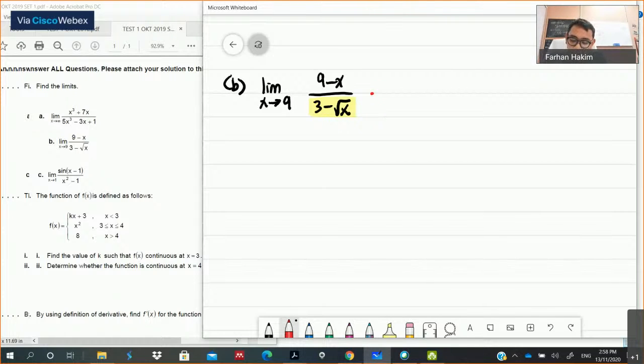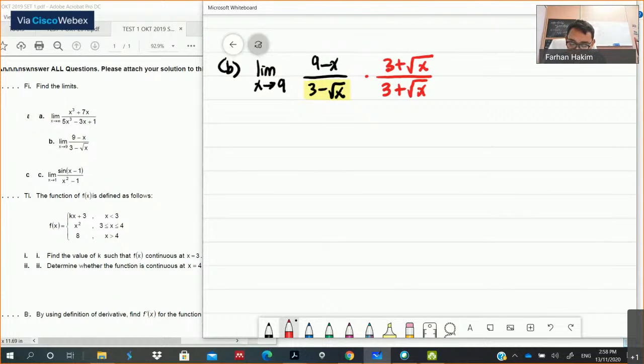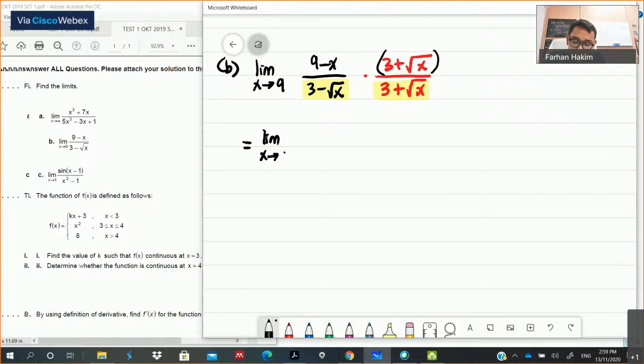3 plus square root x. Also at the numerator, we have to multiply with 3 plus square root x. So the part that we have to expand is only this part at the denominator. All right. This one you just copy without expanding it. So we'll have something like limit as x approaching 9 of 9 minus x, please put in a bracket, and that 3 plus square root x, put in a bracket.